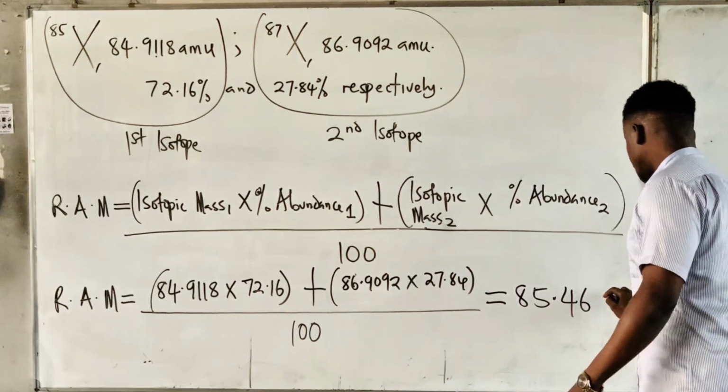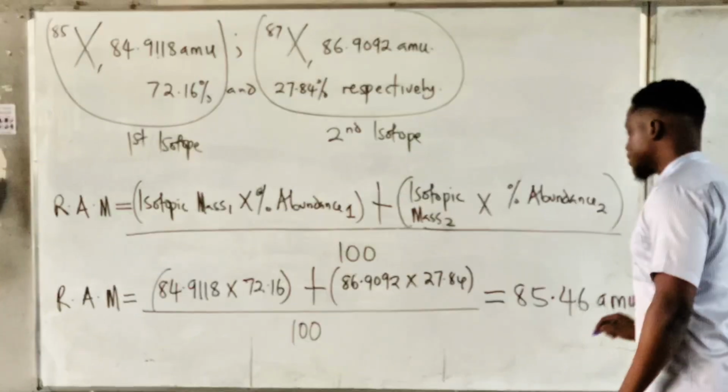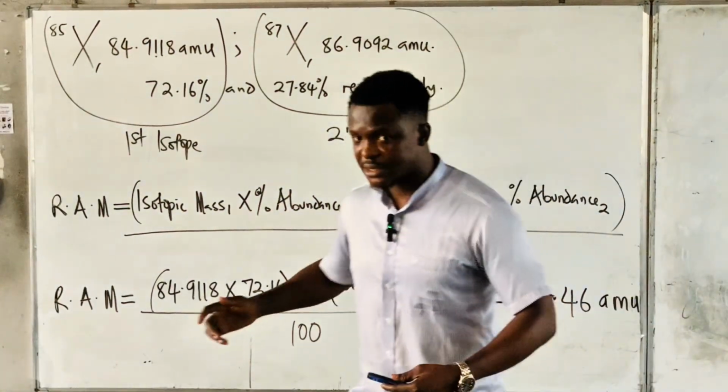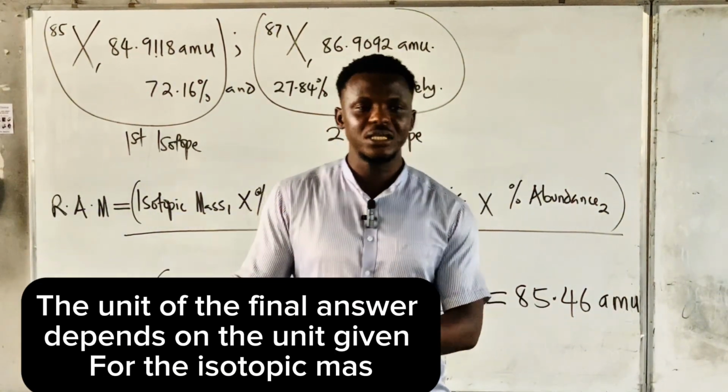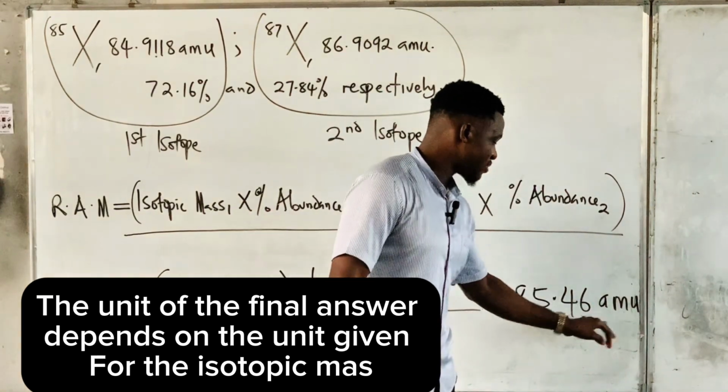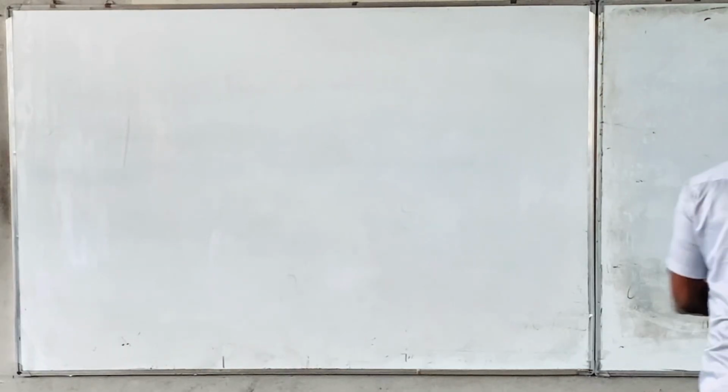Please, the unit is going to be AMU. AMU stands for atomic mass unit. Atomic mass unit. That's the meaning of this acronym. Atomic mass unit. We have another question here.